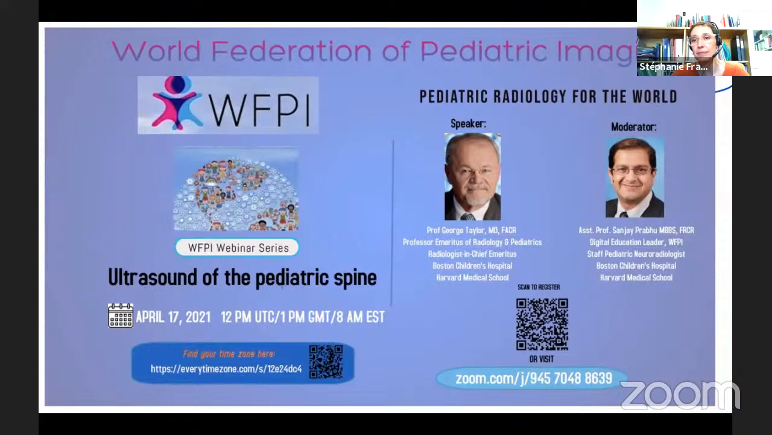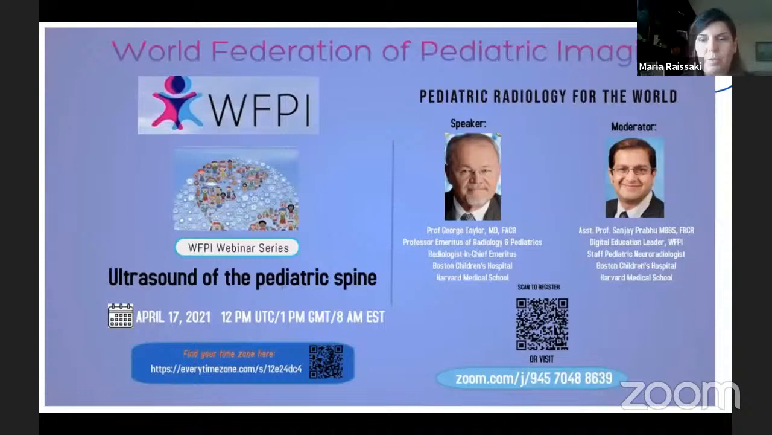A question from me: you mentioned that if you have a very vascular lesion below the age of one, then it's probably not an angiosarcoma. Can you tell us a little bit about the imaging features of angiosarcoma, and when to suspect that this is an angiosarcoma and not a hemangioma?